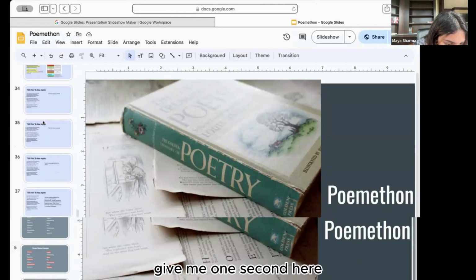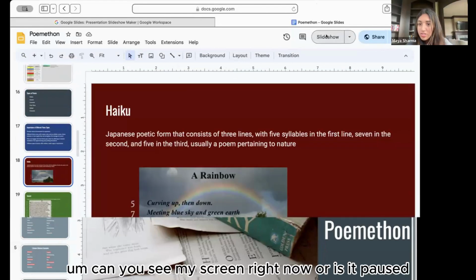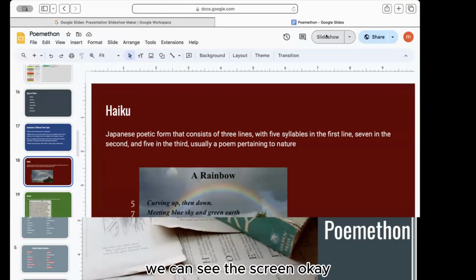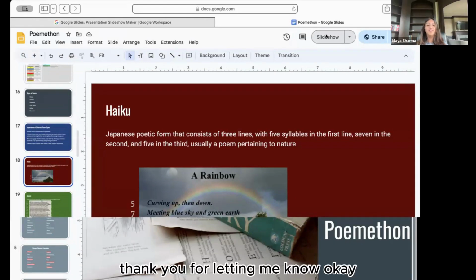Okay, give me 1 second here. Can you see my screen right now, or is it paused? We can see the screen. Okay, thank you for letting me know.